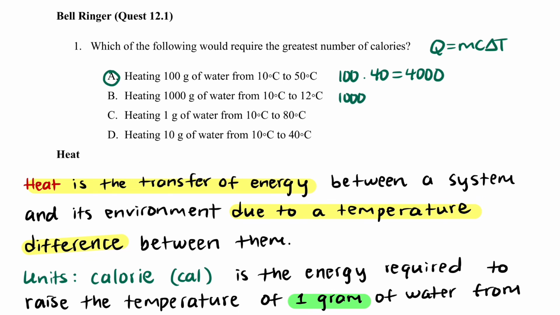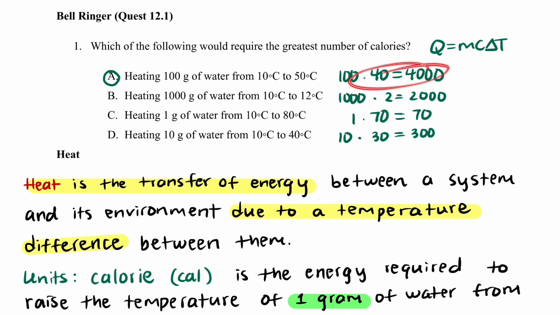This one is 1,000 grams. 1,000 times 10 to 12 is 2. That's 2,000. Then you can see the rest. This is 1 times 70. Next is 10 times 30. So then the one that has the bigger product is 4,000. So that is why A is the answer. Hopefully that made sense.